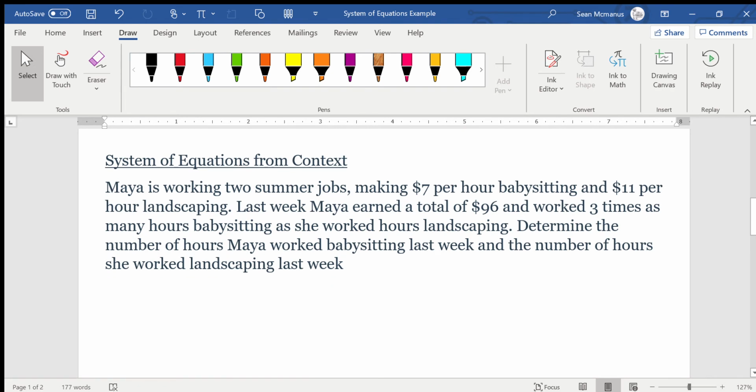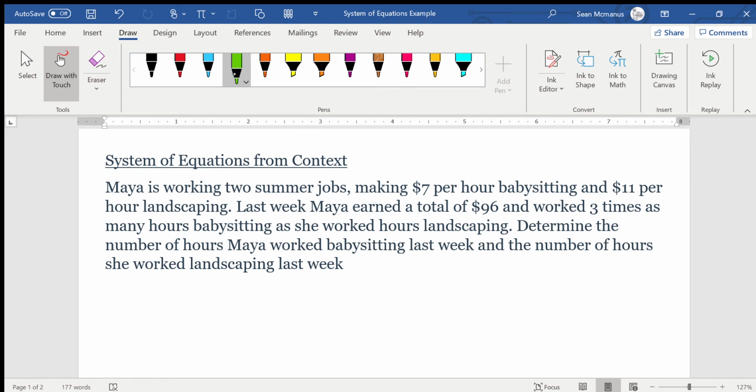So one of them is going to be like that, but one of them is going to relate the variables to each other instead of to the total. So let's read our sentence here. Maya is working 2 summer jobs, making $7 per hour babysitting and $11 per hour landscaping. Last week, Maya earned $96 total and worked 3 times as many hours babysitting as she worked landscaping. Determine the number of hours Maya worked babysitting and the number of hours she worked landscaping.